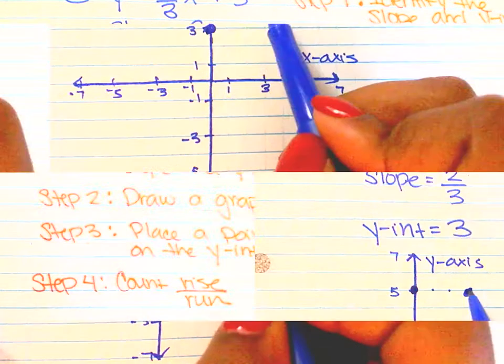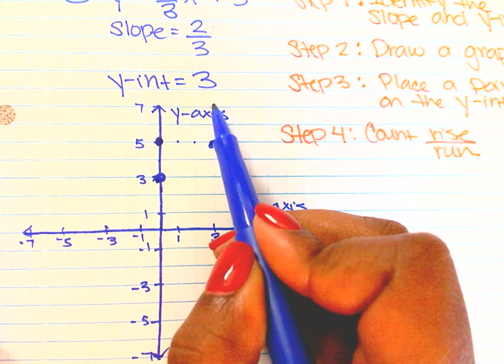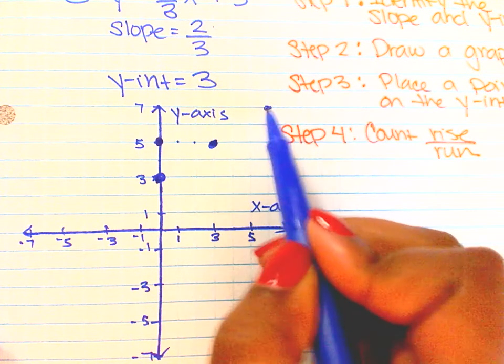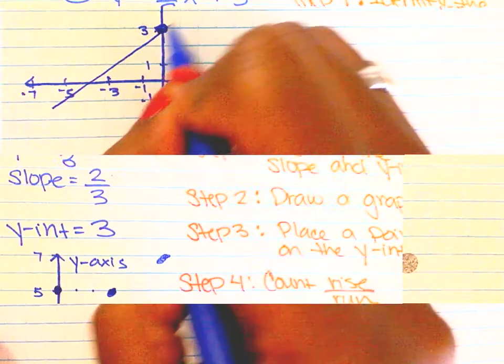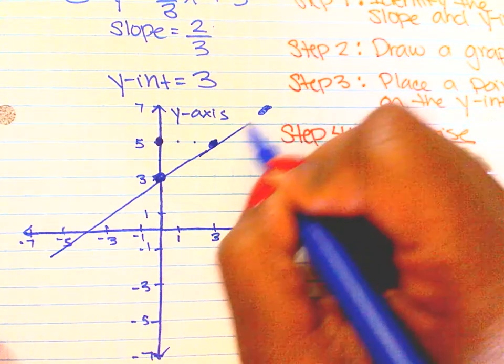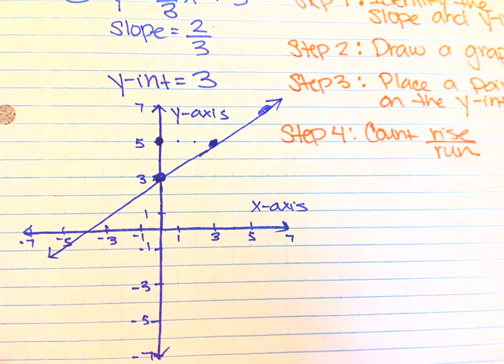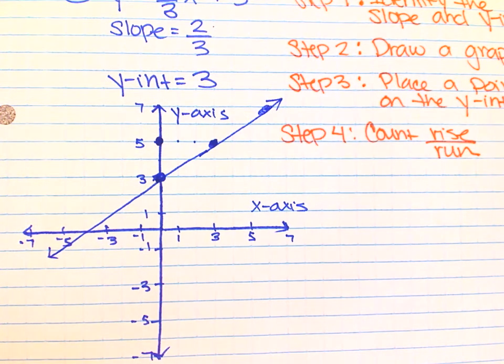I can do it again. I rise 2. I run 3. So then my line looks like this. My goal for you is to draw at least 3 points, because if you draw at least 3 points, you know where your line's going to go on the graph.